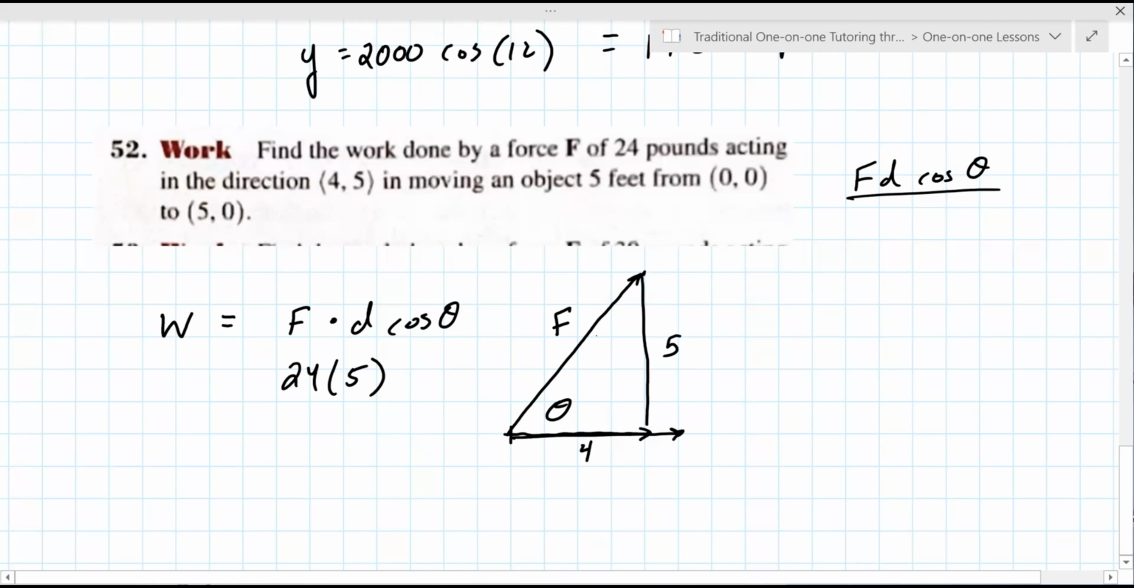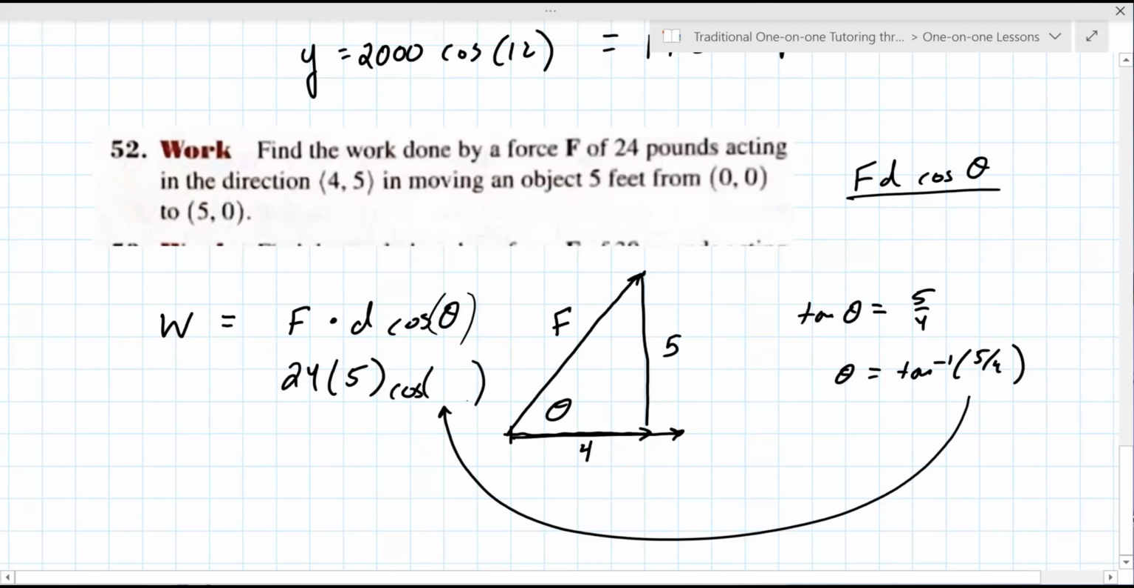If you want to find cosine of theta, the hypotenuse here, well, we can use tangent. So tangent of theta is 5/4. So theta is tan inverse of 5/4. So you can get that number, and that is your theta there. There's a few ways to do this without maybe making it super complicated. Let me get this number here.